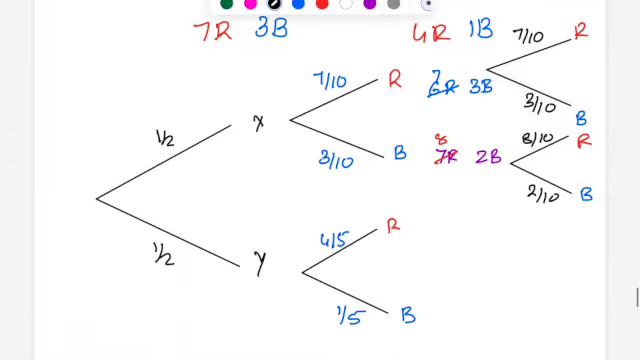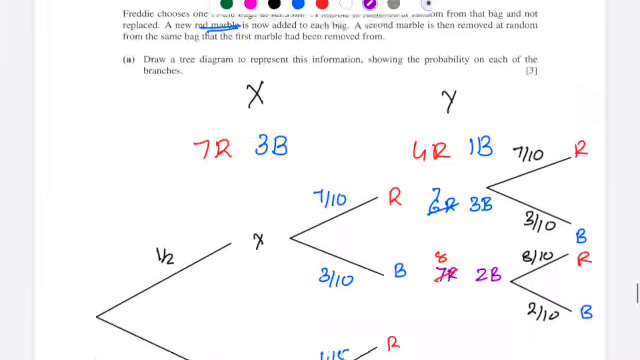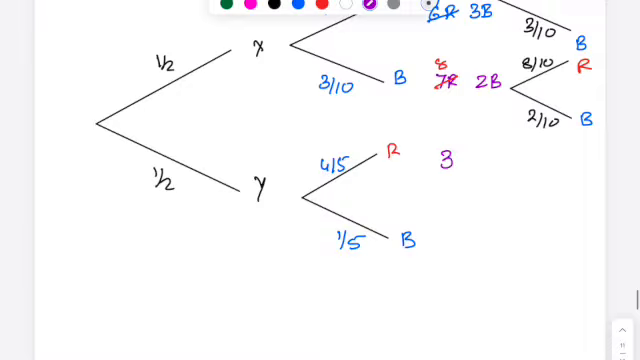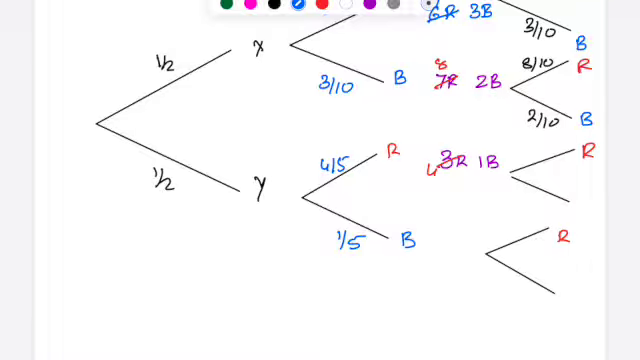Now, if the red marble is taken away from bag Y, which was 4 and 1, it becomes 3 red and 1 blue. But again, one red marble is added, so it will become 4. In that case, let me draw the two branches so that it is easy not to change the colors. So red marble and a blue marble: the probability of red marble is going to be 4 upon 5 and blue marble is 1 upon 5.